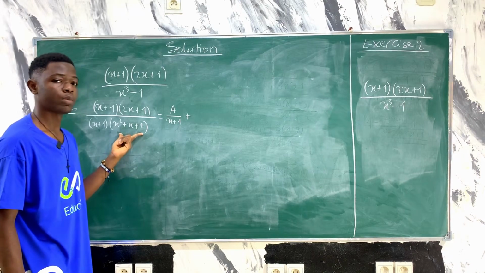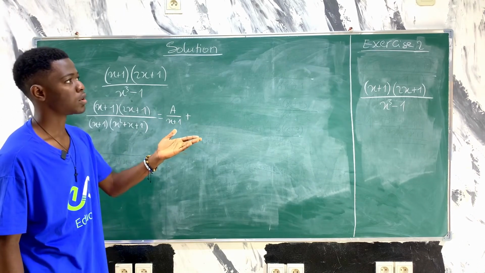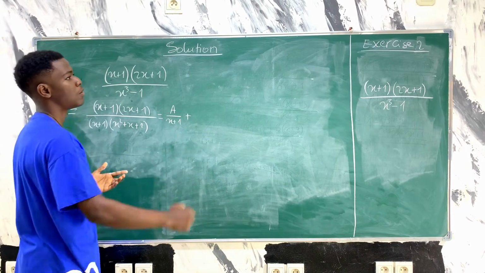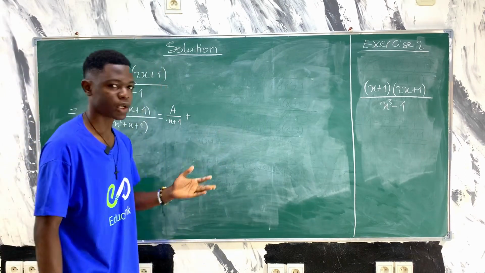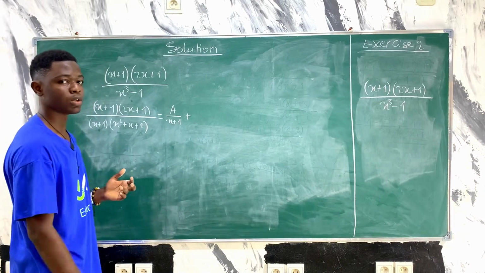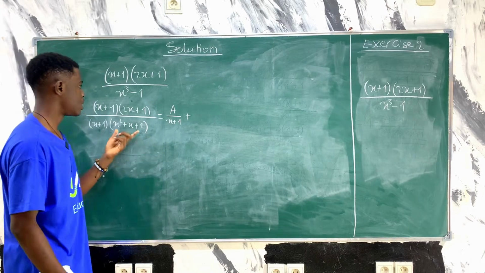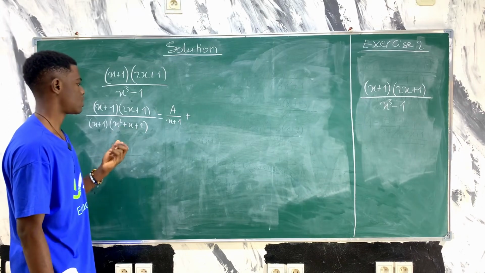How is it a non-factorable quadratic equation? As we said, it was the third type of partial fraction: a non-factorable quadratic equation at the denominator. You see, this is a quadratic equation, but it cannot be factorized.